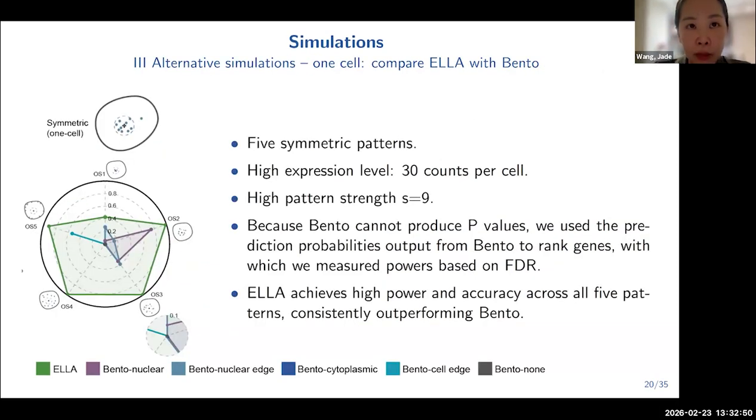We also applied Ella to the single cell case, because while we can apply it to multiple cells, we can also apply it to one cell at a time. In this case, we compare it to Bento. However, if we only have one cell, we do require the gene expression to be a little bit dense. In this simulation setting, we consider 3 counts per cell, and we can see Ella achieves pretty good power across different patterns, from nucleus to boundary enriched patterns.